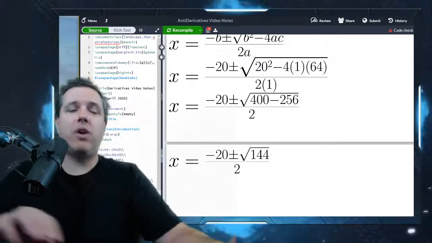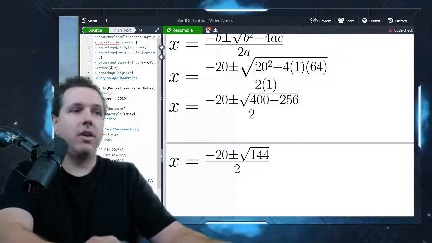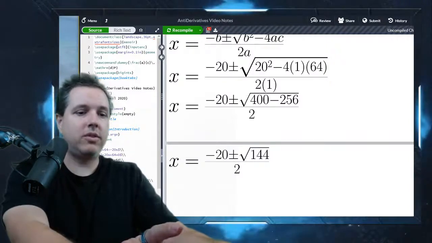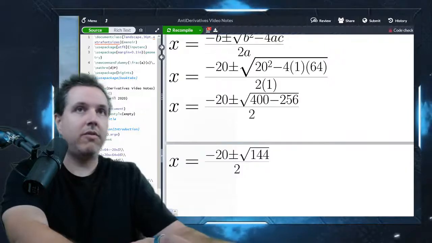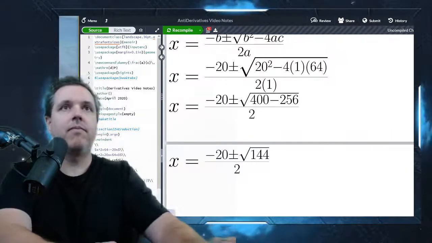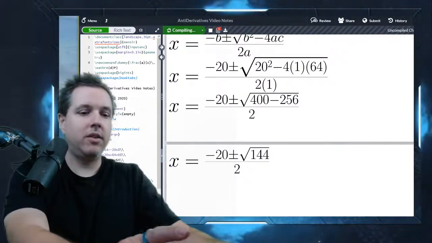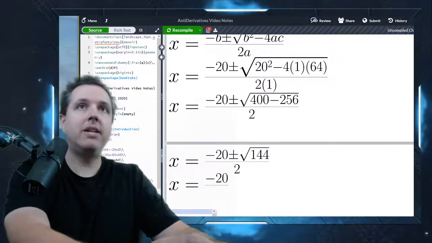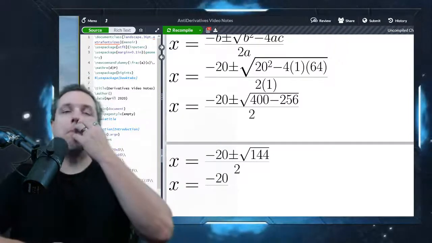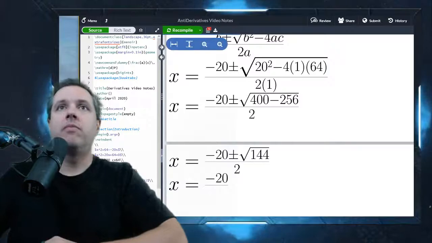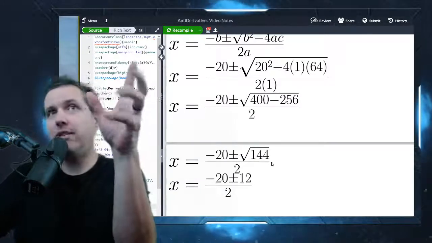Okay, so just watch what I'm saying. Here, I'll say x equals the fraction negative 20 plus or minus 12 all over 2. Okay, now that we've gotten rid of the square root, now you can simplify things.